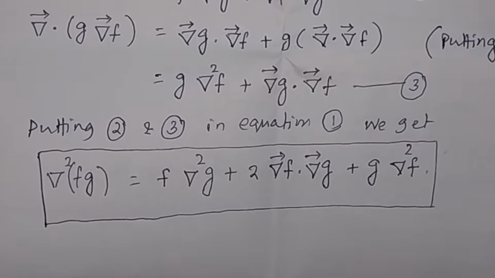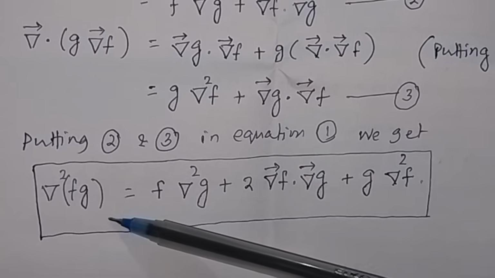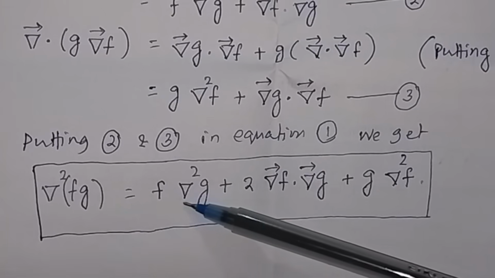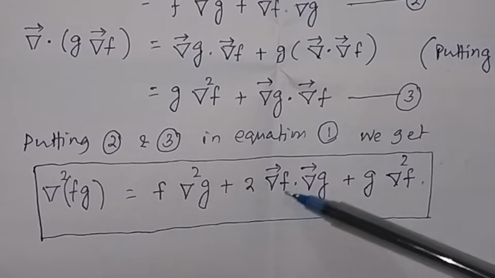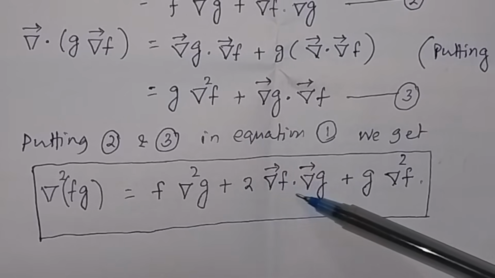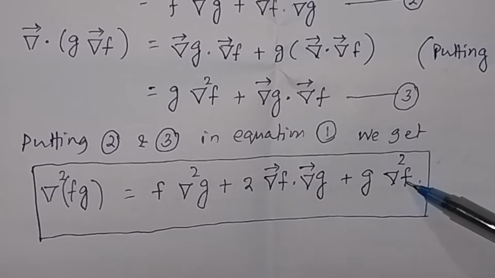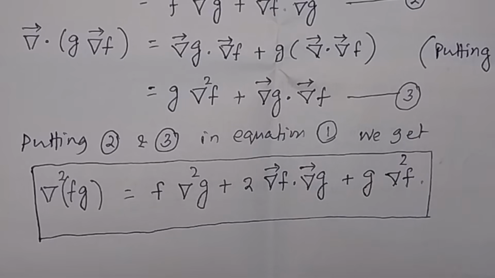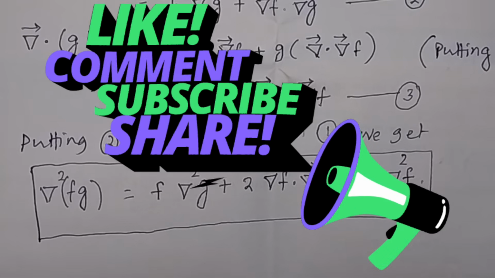Now you put the results of equations 2 and 3 in equation 1. So Laplacian fg will be equal to f Laplacian g plus 2 del f dot del g, that is gradient f dot gradient g, plus g Laplacian f. So this is a very useful identity. You have to remember this identity, which is useful in various problems in physics.